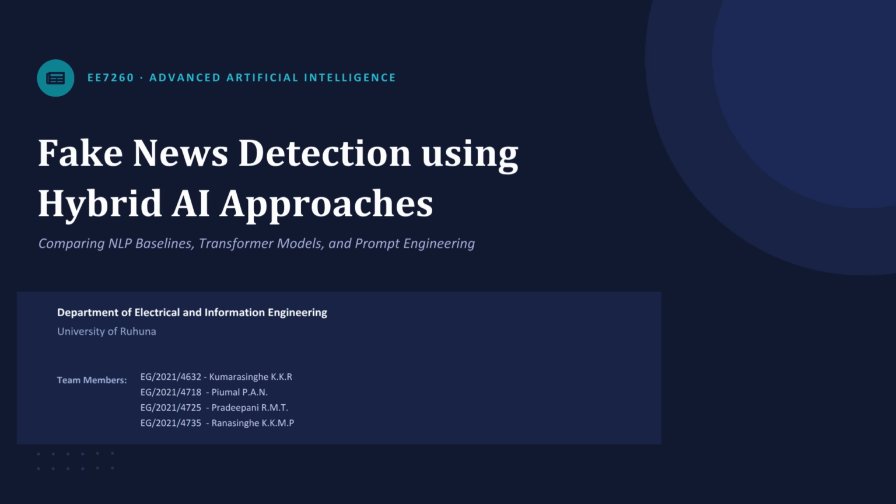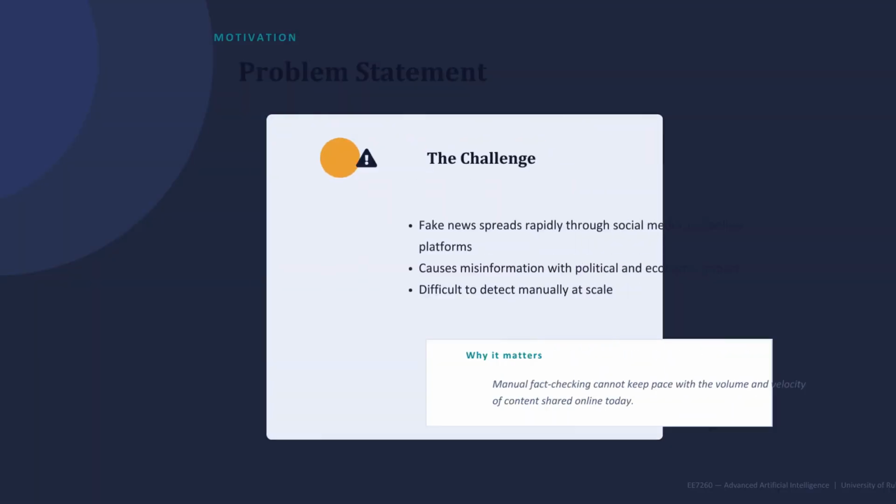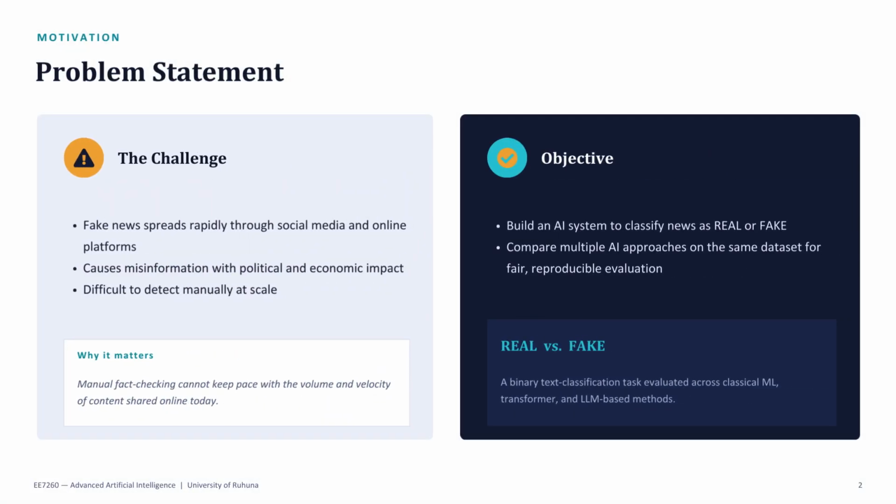Our project is fake news detection using hybrid AI approaches. Fake news spreads rapidly through social media and can create serious political and economic problems. Since manual fact checking is too slow, our objective is to build an AI system that can automatically classify news as real or fake.